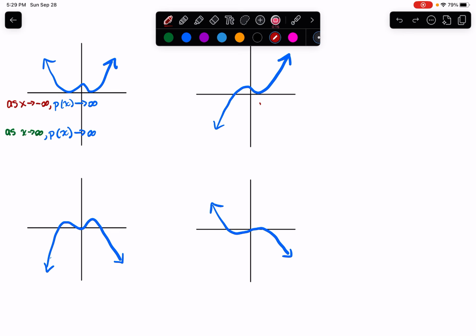On this second one over here, we would say as x approaches negative infinity, so on the left side, p of x is going down. So p of x is also approaching negative infinity. So that says over here, as x is going to negative infinity, p of x is going to negative infinity. Versus on the right side, over here, as x approaches positive infinity, p of x is going up. So p of x is approaching positive infinity as well.